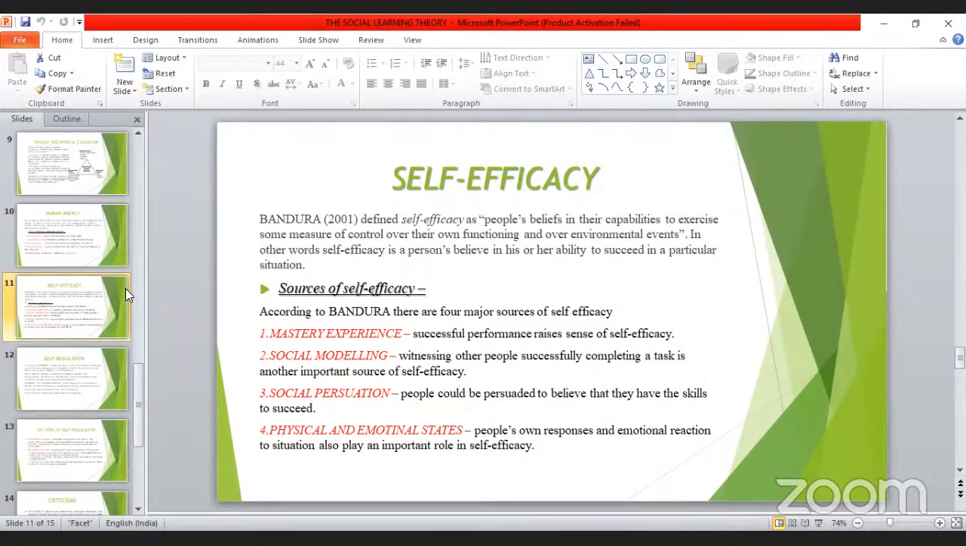Next is social persuasion. Here, people can persuade. As a counselor, you can persuade your patient that you already have good abilities, good skills, and using those skills you have already achieved very good things in your life, right? One significant negative experience cannot decrease your whole positive experience, right? So you can persuade and make the person believe that they have positive skills.